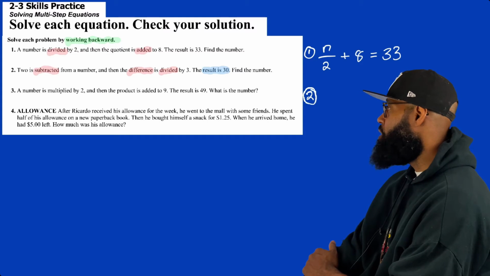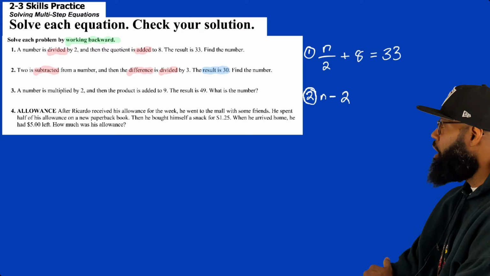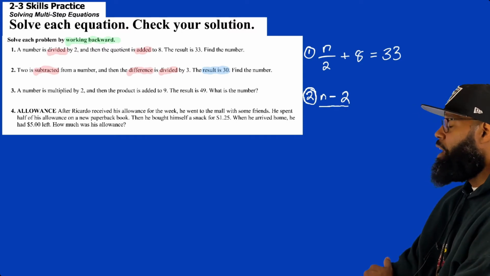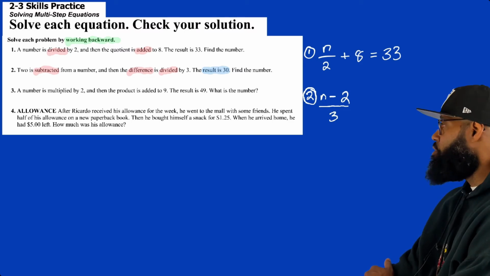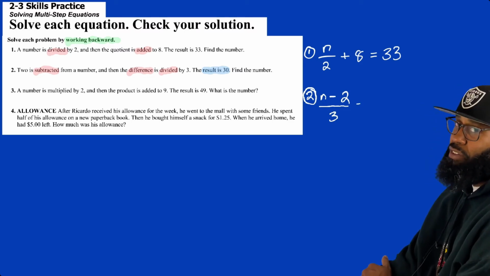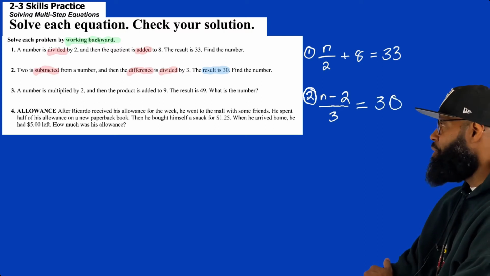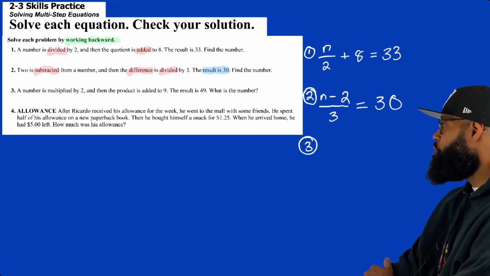A number that is subtracted from a number. And then, of course, that difference is divided by 3. And the result is 30. So again, working backwards, working forward, we're just writing out the equation. I can say the skill we're working on now is writing equations because it's on us to write the equation and solve it, right? So again, just working through them, guys.